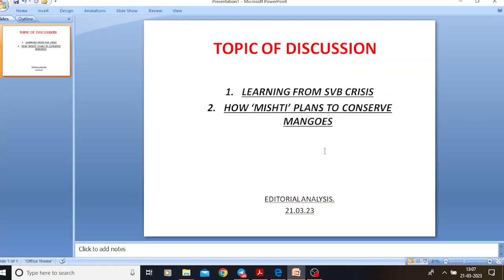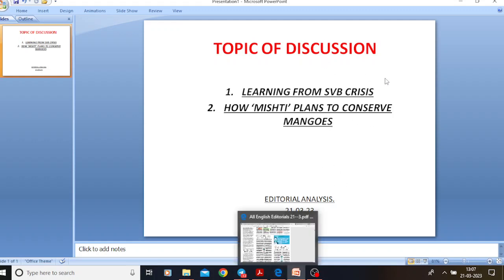See, today again we have come to discuss today's editorial topics. Basically, the topic of discussion would be learning from the Silicon Valley Bank crisis, and the second topic that we are going to discuss from our editorial point of view is how this mangrove plan that was recently announced in the budget plans to conserve mangroves. So let's take a look at these two important topics that I have picked up from today's newspaper. Okay, that we're going to discuss today.